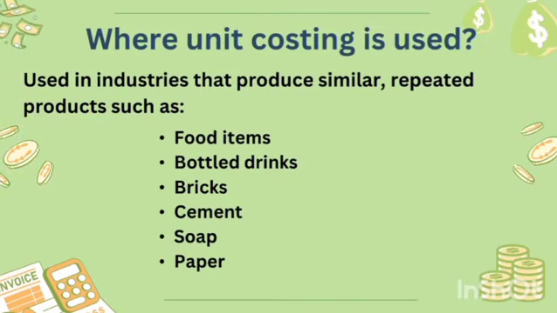Unit costing is mainly used in industries where products are similar, repeated, and produced in large quantity. Examples include food items, bottled drinks, biscuits, soap, paper. These industries produce the same product over and over again. That is why unit costing is very useful for them. It helps the business know the cost per item, set the correct selling price, earn profit, and control expenses.